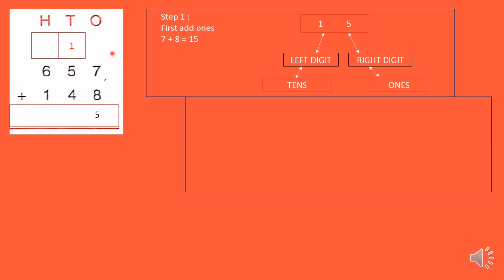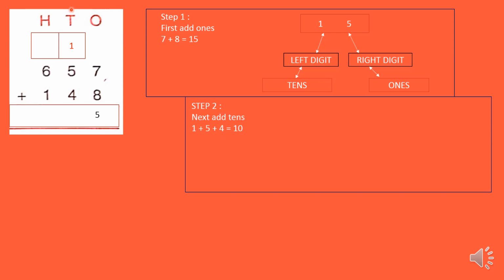Next we have to add tens column digits. Here three digits are there. First we have to add these two digits. Which number is bigger? 5. 5 is in your mind, 1 is in your hand. 5 after that 6. 6 is in your mind, 4 is in your hand. Open 4 fingers, children. 6 after that 7, 8, 9, 10.